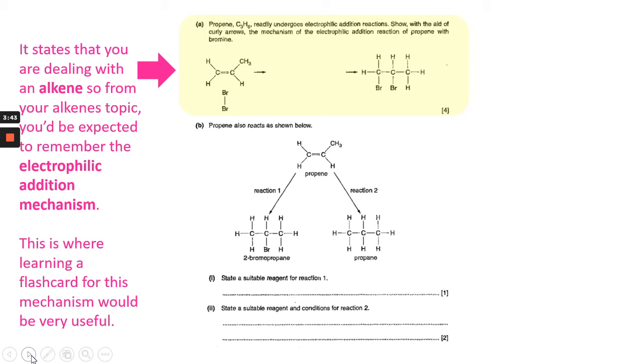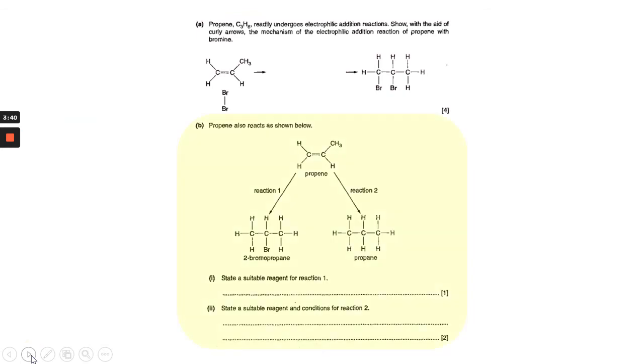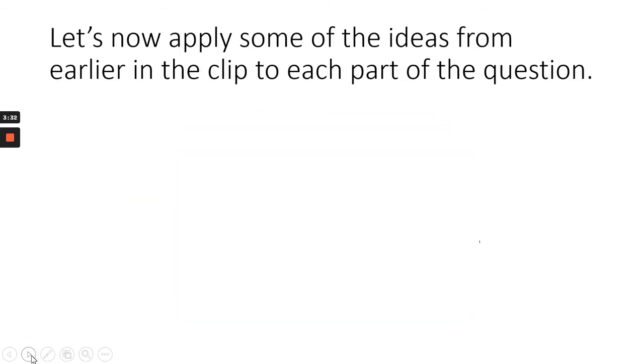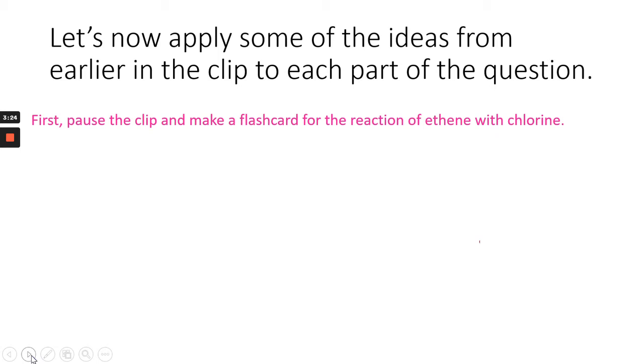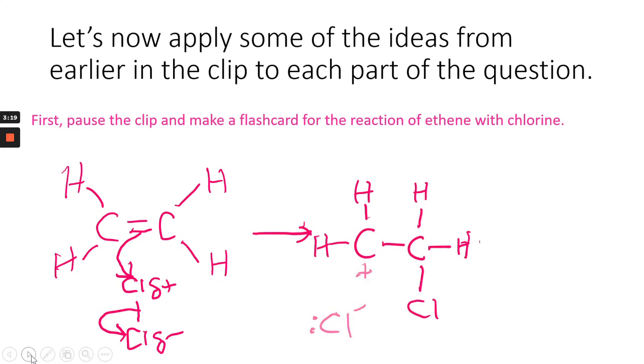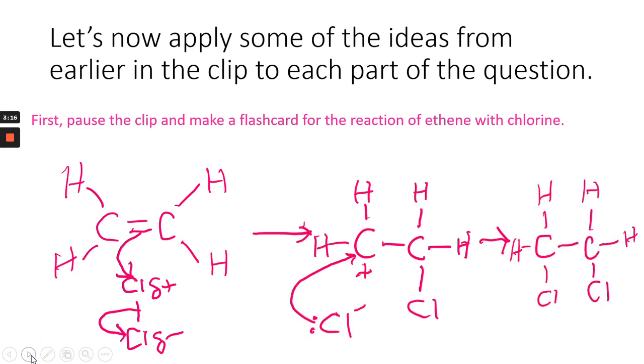In the second part of the question, you can see there's reaction 1 and reaction 2. So it requires the recall of the reactions that alkenes undergo. So let's apply some of the ideas from earlier in the clip, some of the recall and recognition, for example. So the first thing to do is to pause the clip and to make a flashcard for the reaction of ethene with chlorine. So I'm just building up the mechanism there, and we can now make a flashcard from this mechanism and use it. So pause the clip and copy this out and then have it to hand for the rest of the clip.